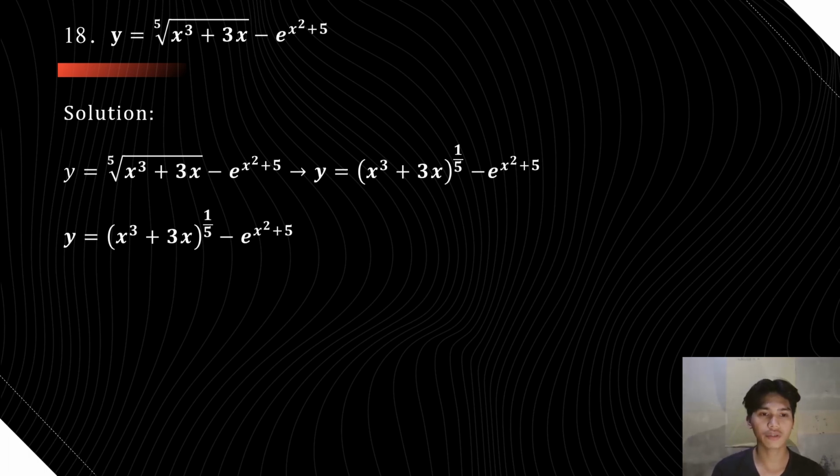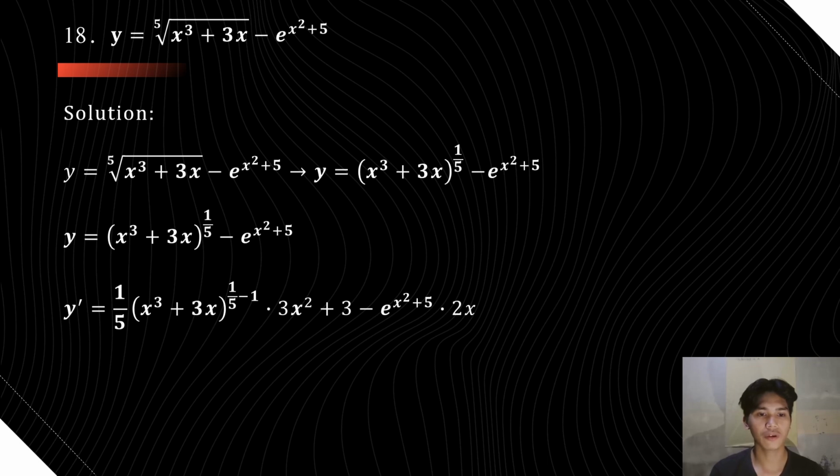So, the derivative of the function y is equal to the quantity of x cubed plus 3x to the power of 1/5 minus e to the power of x squared plus 5 is equal to 1/5 the quantity of x cubed plus 3x to the power of 1/5 minus 1, and then the derivative of x cubed plus 3x is 3x squared plus 3. Then the derivative of e to the power of x squared plus 5 is equal to negative e to the power of x squared plus 5, and then the derivative of x squared plus 5 is 2x.